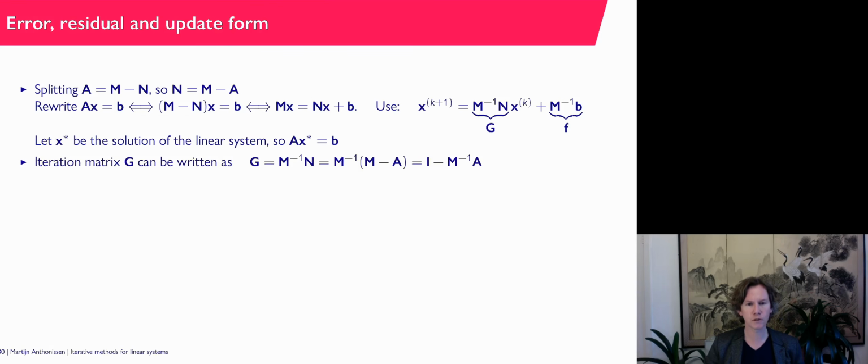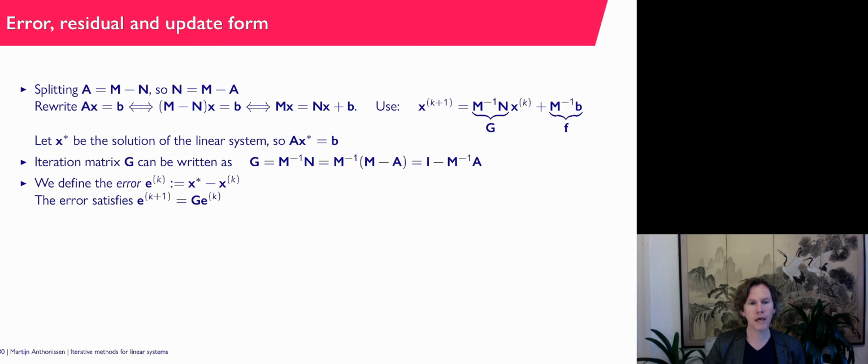So first of all, as a little ingredient, the G, the iteration matrix, is M inverse times N. And if you say that N is M minus A, and you plug that in, we have here a different expression for the iteration matrix. Okay.